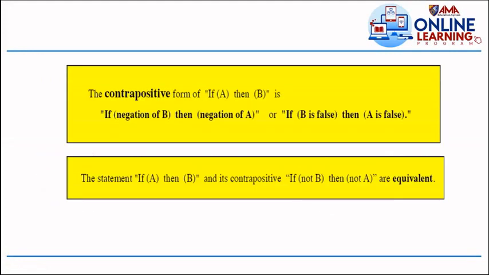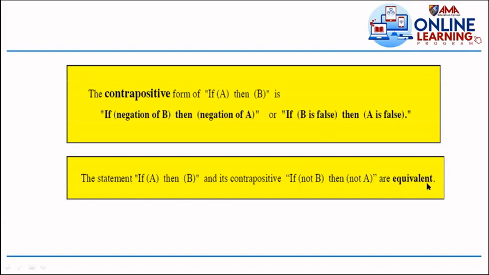Next, we have the contrapositive statement. The contrapositive form of if A, then B, the if-then statement, gagawin po natin ngayon na contrapositive statement: if negation of B, then negation of A, or if B is false, then A is false. Okay? The statement if statement A, then statement B, and its contrapositive form, if not B, then not A, are equivalent.